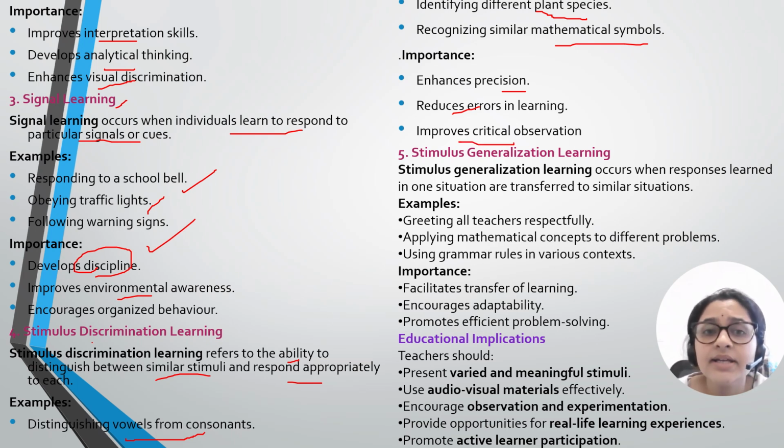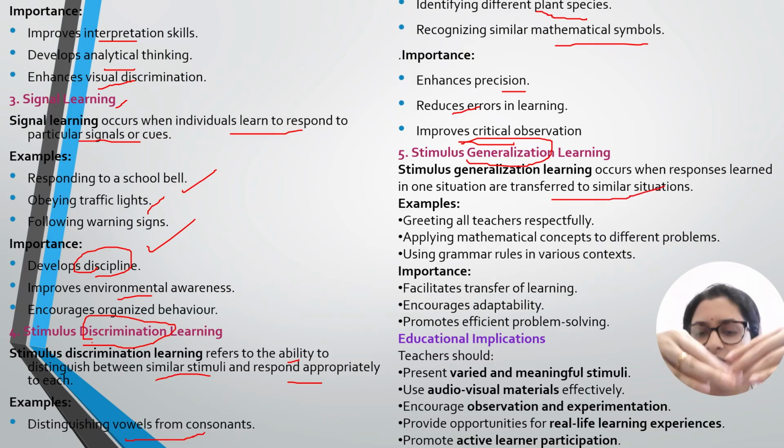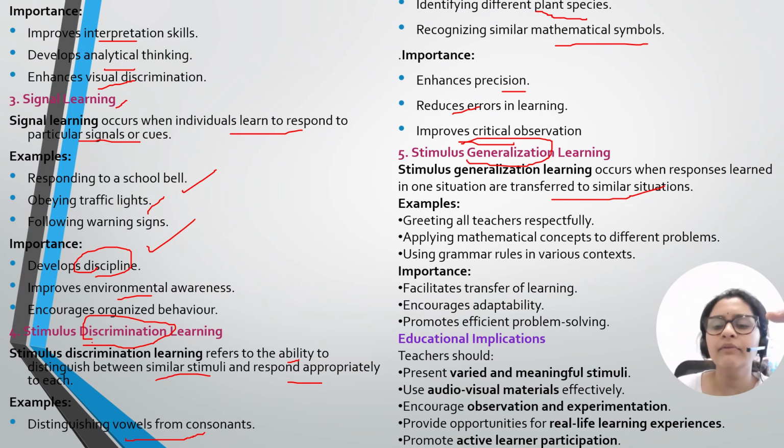The next important one is stimulus generalization learning. This is stimulus discrimination learning, that is differentiation. This is stimulus generalization learning. It occurs when the responses learned in one situation are transferred to similar situations. So applying one stimulus in similar situations. Stimulus discrimination learning is differentiating between various stimuli. Stimulus generalization learning is when you have learned one theory and you apply that theory in similar situations. Greeting all teachers respectfully.